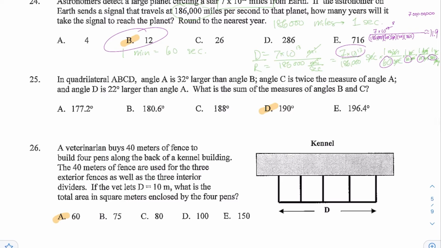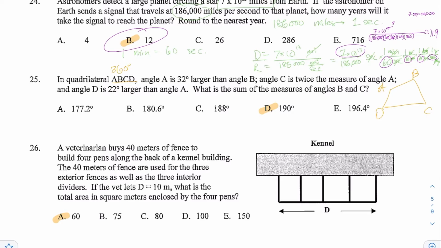Next to number 25, in quadrilateral ABCD, angle A is 32 degrees larger than angle B, and angle C is twice the measure of angle A. And angle D is 22 degrees larger than angle A. What's the sum of the measures of angles B and C? So you know it's a quadrilateral, so it has to add up to 360 degrees. So you just draw your quadrilateral.